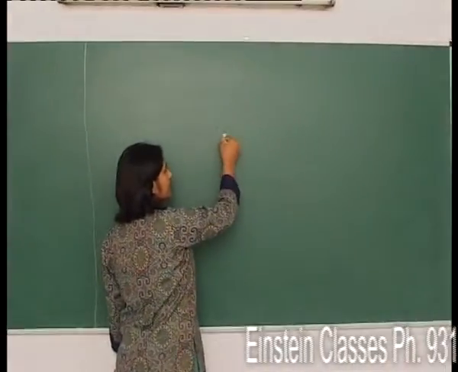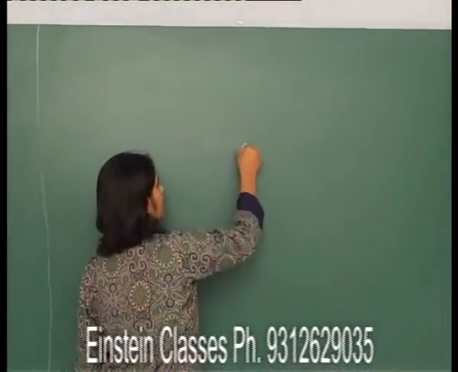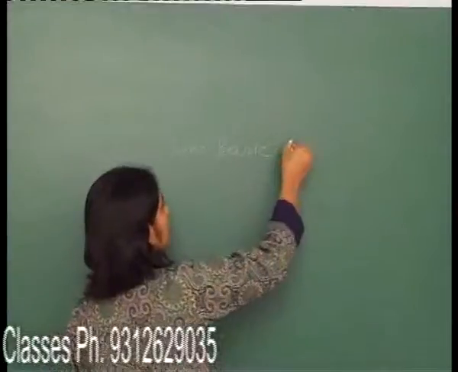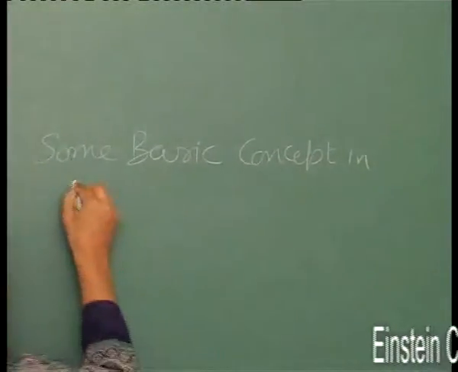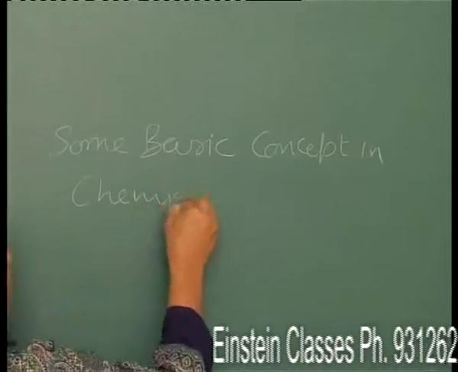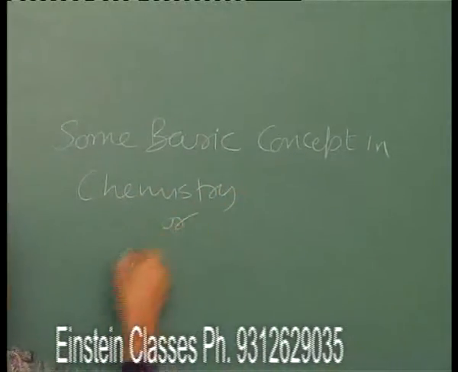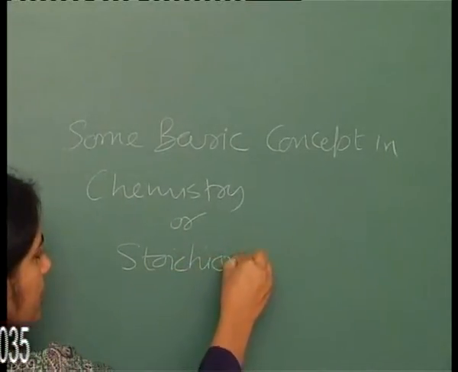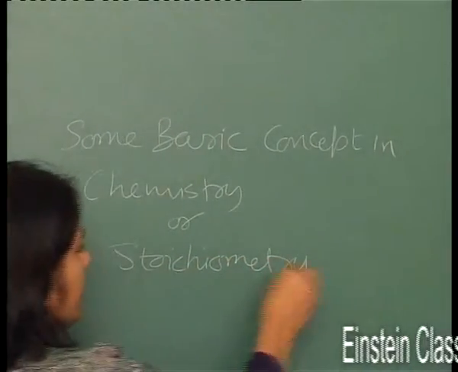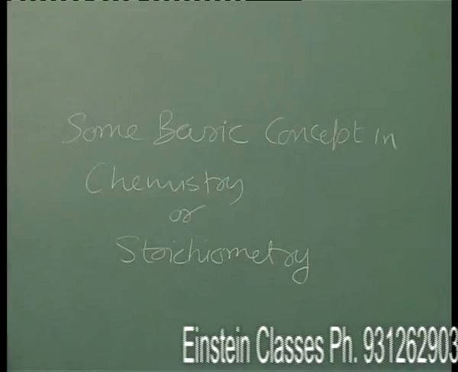Some basic concepts in chemistry. ये बेसिकली एनसीईआरटी का टॉपिक है और स्टोइकियोमेट्री जो हम एंट्रेंस पॉइंट ऑफ व्यू या आईआईटी पॉइंट ऑफ व्यू से बोलते हैं। Both the topics are same.